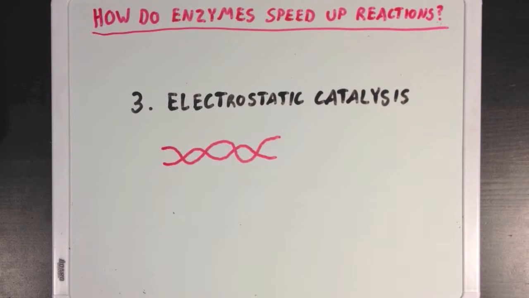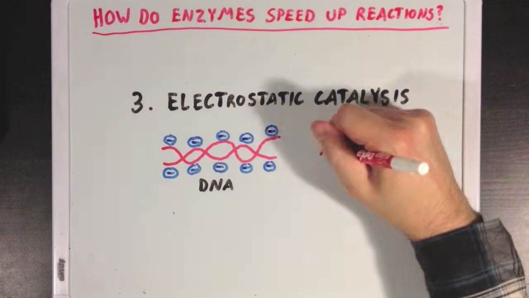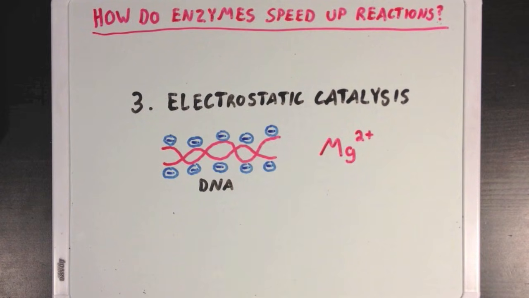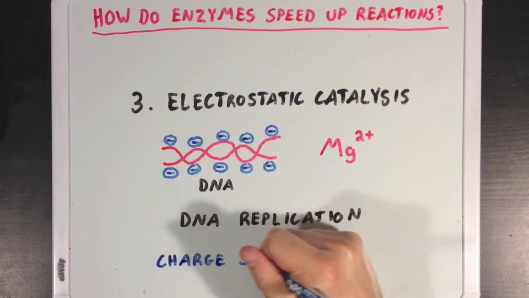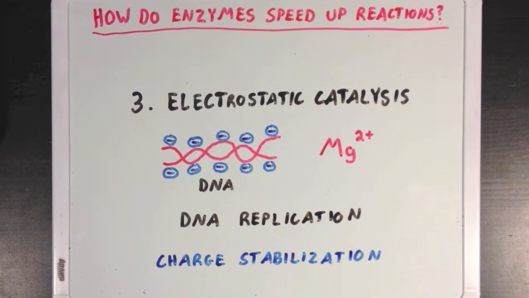Now if you remember, DNA is a very negatively charged polymer because of all the negatively charged phosphate groups that we find in DNA. So if an enzyme had a metal cation on it, like magnesium, we could use it to stabilize the negative charge found in DNA and make it a little easier to work with. And DNA polymerase, which is the enzyme that allows DNA replication to occur, does exactly this. And in order for it to help with DNA replication, it needs to find a way to counteract all of the negative charge on DNA, and magnesium ions totally come in handy there.